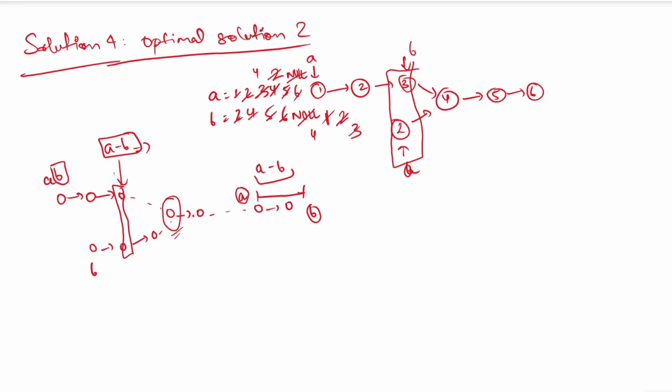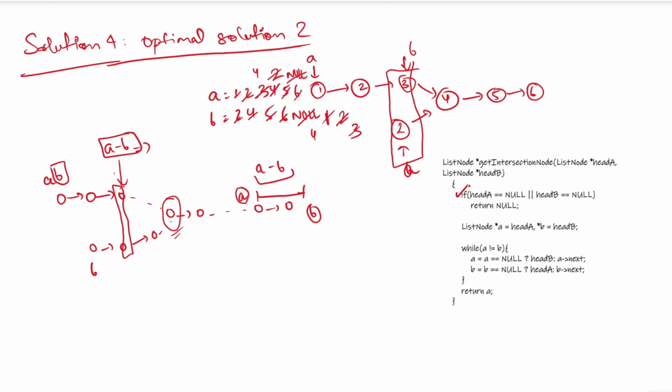So now let's see the code of this. We will first check if any of the linked lists is empty, then we will return null, because if any of the linked lists is empty, then there can't be any intersection point. Otherwise we will make two variables A and B which will point to the start of the linked lists. Then until A equals B, we will loop.